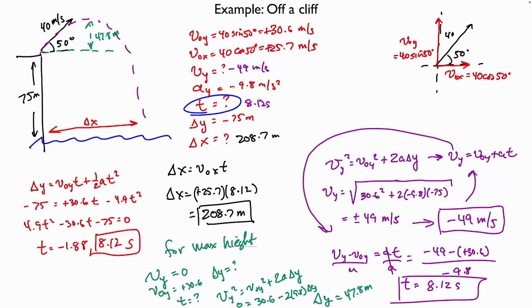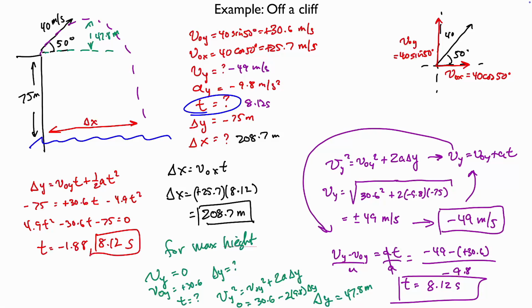We're good to go. All right, we found a whole bunch of information here. We didn't find out how fast it was going when it struck the water. Or did we? How fast is it going when it strikes the water? It's not negative 49 meters per second, because that's not how fast it's going when it strikes the water. What is negative 49 meters per second? Be very precise. It's the y component of the velocity.